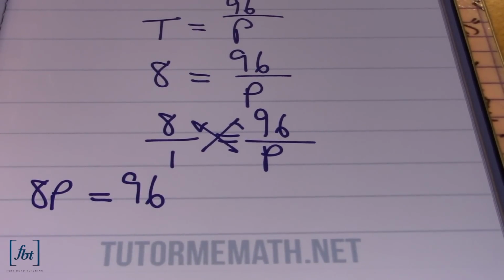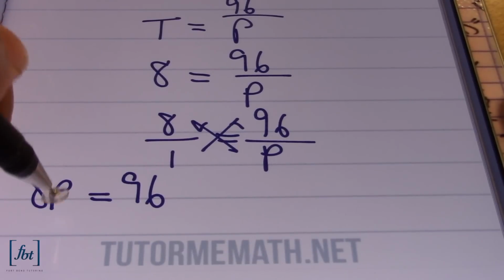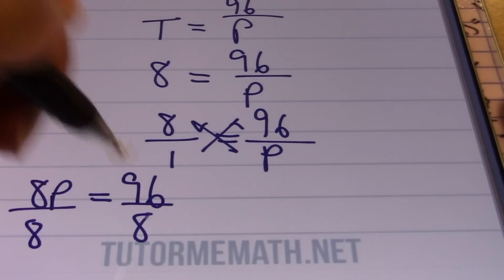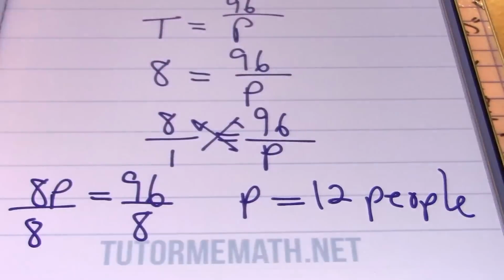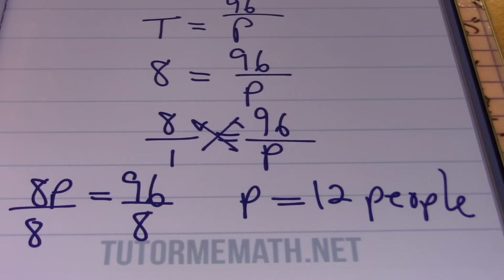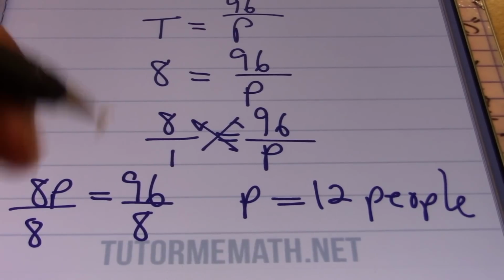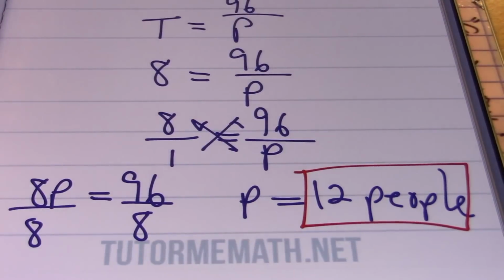And then dividing both sides of the equation by 8, we'll end up with a result of p equals 12 people. That's right. You want to finish that job in 8 days, huh, contractor? Well, you better have 12 people ready to help out. Red boxing it.